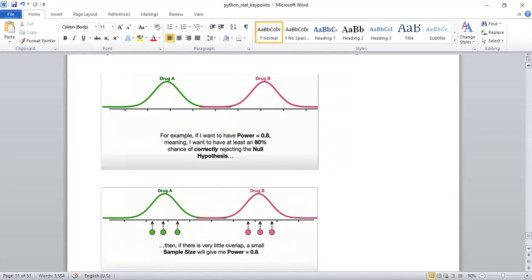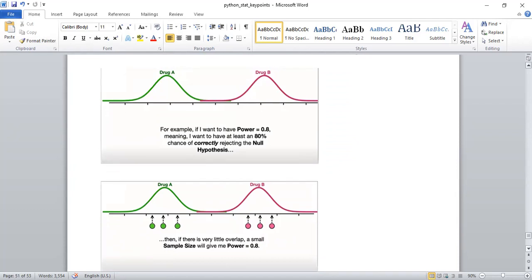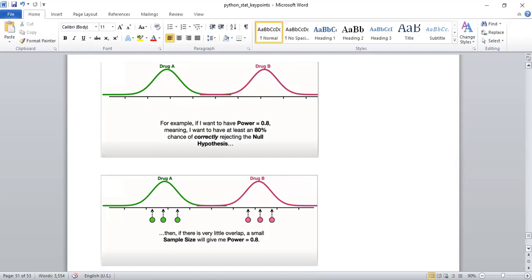And what is alpha error? When my null hypothesis is true, but I'm rejecting it, I'm considering it as the alternative one, then that is my type 1 error, alpha.